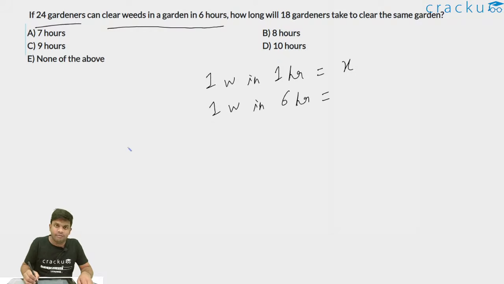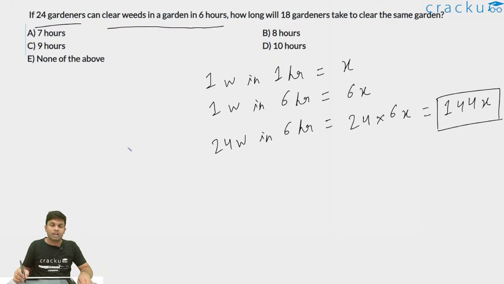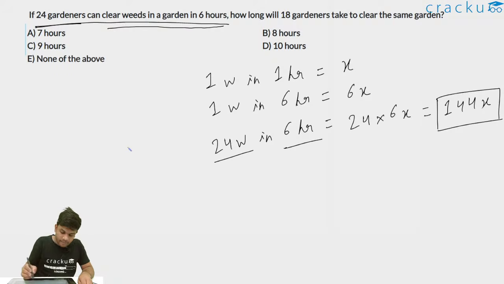So the amount of work done by one worker in 6 hours will be equal to 6 into x, which is 6x, and the amount of work done by 24 workers in 6 hours will be equal to 24 into 6x, which is nothing but 144x. So this is the total amount of work that these 24 workers did in 6 hours. That is given here. Okay.